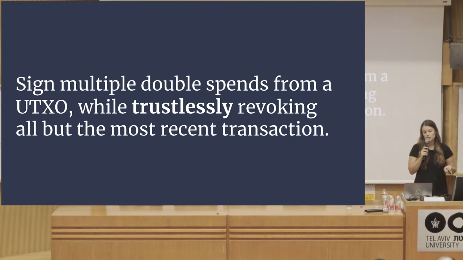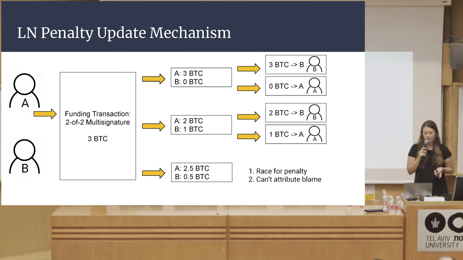Right, so what we need to do in the Lightning Network, essentially in the update layer, is allow the signing of multiple double spends from a UTXO while trustlessly revoking all but the most recent transaction. And the way that the Allen penalty update mechanism does this is by allowing revocation through a punishment where you literally steal your counterparty's funds if they try and cheat you.